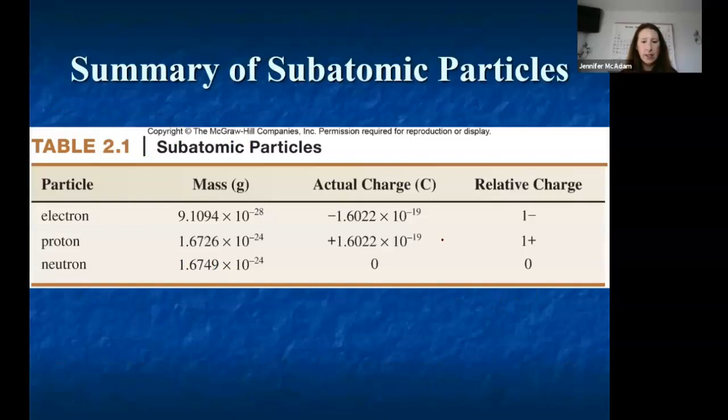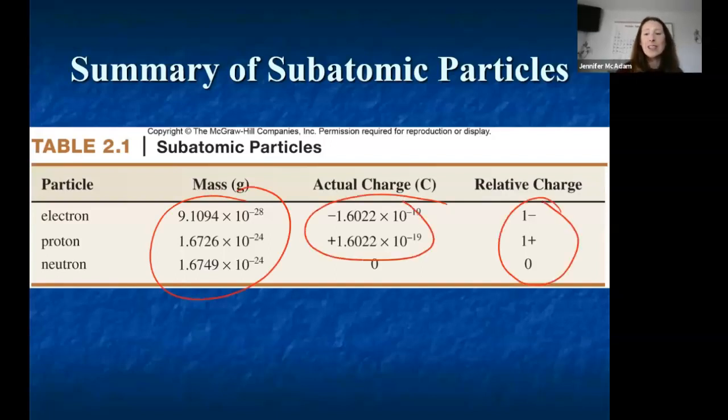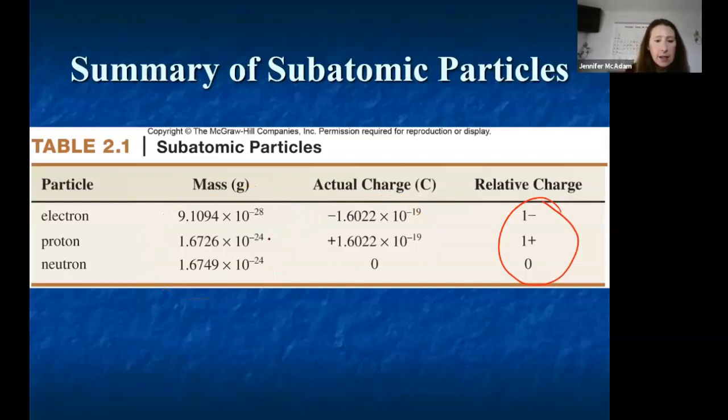Okay, so let's look at these. Now, this is just everything I've talked about, summarized. You don't need to know these numbers. What you do need to know from here is that the proton and neutron have similar masses. An electron is like 1,800 times less. So the electron is much less than the protons and the neutrons. You need to know that the neutrons are neutral, the proton has a +1 charge, and the electron has a -1 charge.